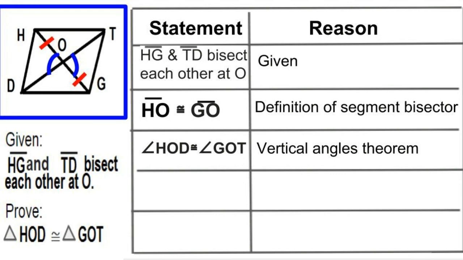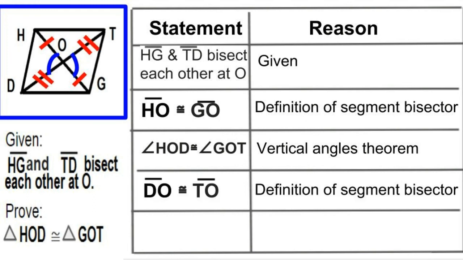Our fourth statement is based from the first statement. Segment DO is congruent to segment TO. The reason is definition of segment bisector. And since we already have three corresponding parts congruent, we can conclude that triangle HOD is congruent to triangle GOT. The reason is SAS postulate. That's all for now.